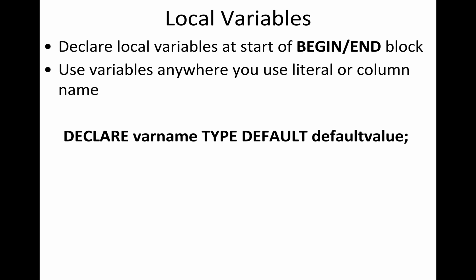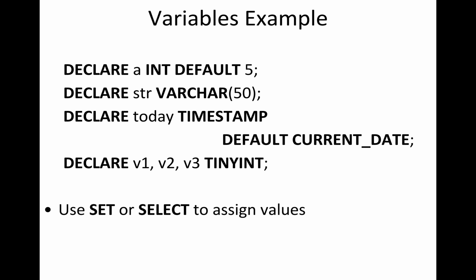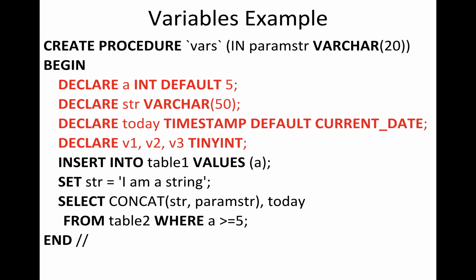All variables declared inside of the begin and end are local variables, right? So they're not accessible outside. So here we have just a couple examples of declaring several variables inside of the begin and end with different data types: integers, variables, timestamps, and whatnot. And you can use set and select to set the value. So here's an example of creating several of these variables inside of a begin and end.